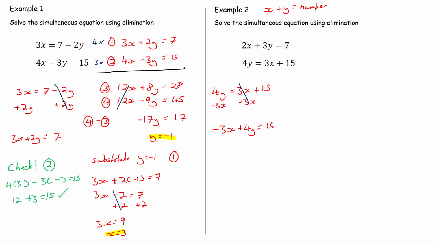Let's keep the first one the same, and let's write it again over here. So 2x add 3y is equal to 7. So I've kept this equation here. Let's go and call it equation 1 exactly how it is. And I've just rearranged the bottom one to give myself minus 3x add 4y is equal to 15. Okay, and it's still just equation 2, I'm going to call it.